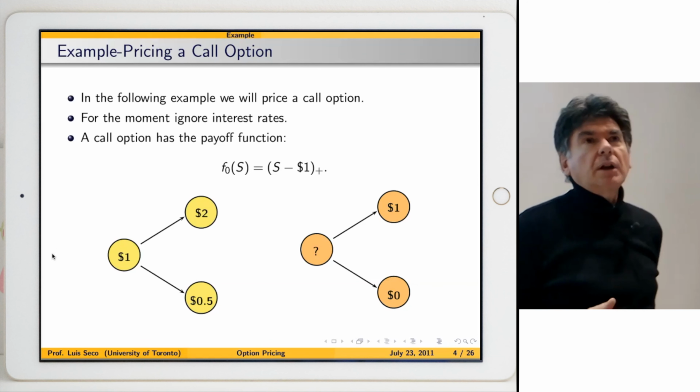Call options are important for several reasons. So let me talk about finance now, real finance. Why are call options like this important? Because what these call options do is they describe a financial transaction which is very common.